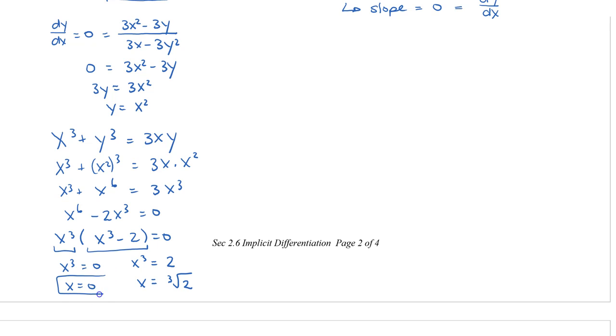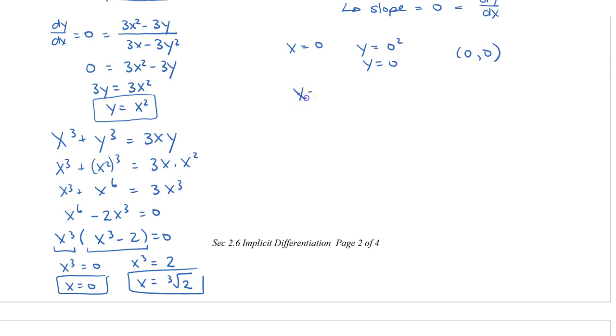So now I have my x values. I want to find out what my y value is. So x is equal to 0. Now I'm going to actually plug it into here because it's actually a lot quicker. I have y equals 0 squared. That means that y equals 0. So one of my points will be 0, 0.